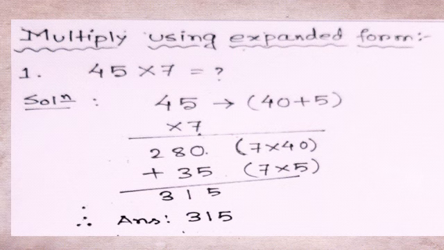Then you have to multiply one by one. First you have to multiply the highest place number, that is 40. So 7 into 40 equals 280, and after that you have to multiply the ones digit number, that is 7 into 5 equals 35. Now you have to arrange it in columns, and column-wise you have to add. So we will get 5 in the ones column, in the tens column 11, 1 carry, 2 plus 1 equals 3. So the answer is 315.